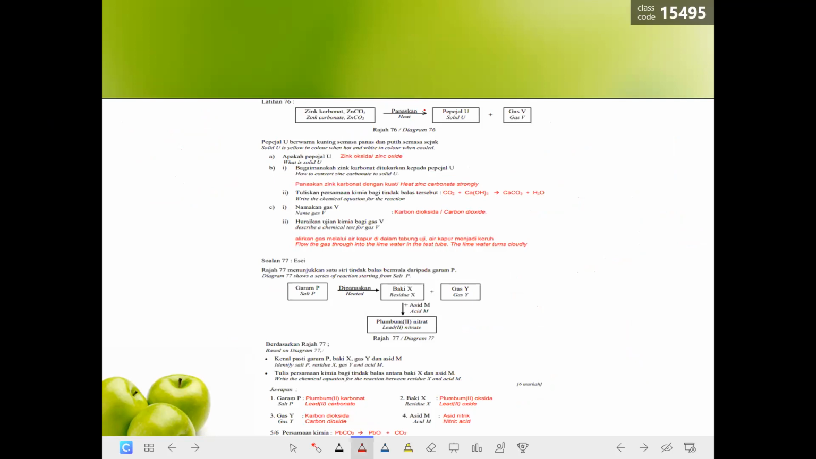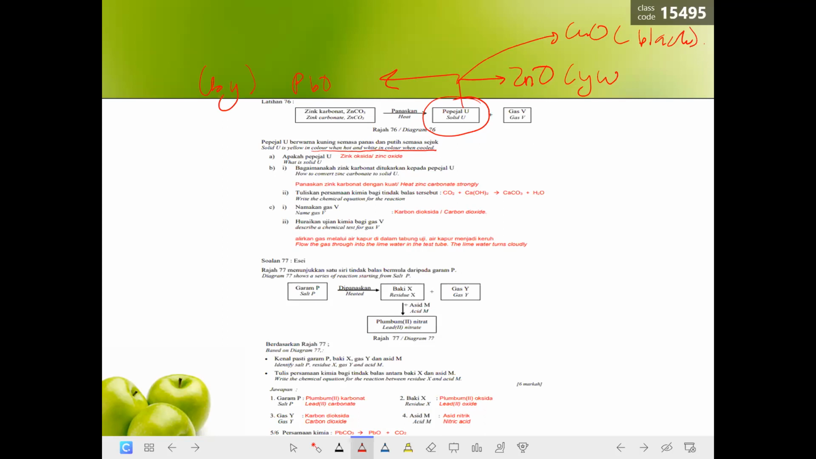Okay, this is my solid, it is yellow when hot, white when cold. What do you think my solid will be? Don't look at my answers. My answer is there, but you think about it. Yellow when hot, white when cold. What is it? Zinc oxide. Very good. Remember, 3 colors only. Zinc oxide is yellow when hot, white when cold. Lead oxide is brown when hot, yellow when cold. Copper oxide, what color is it? Black. Very good.